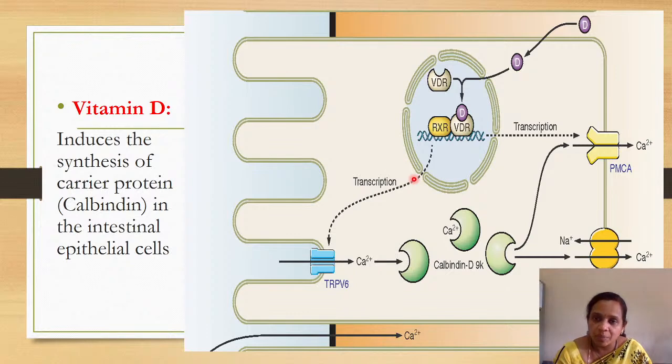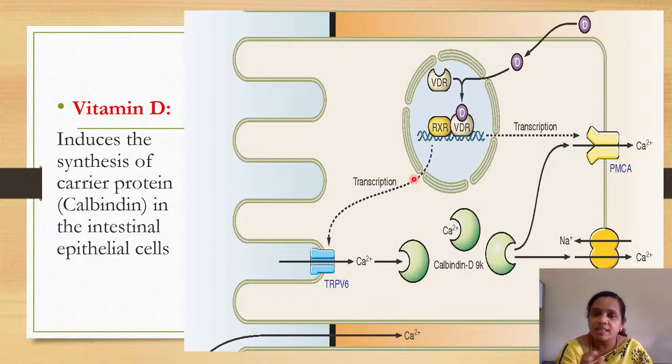You know what processes occur: first transcription. If a particular protein has to be synthesized, if the body needs a particular protein, what will it do? First it will provide a signal to the DNA and tell it that this protein is required.